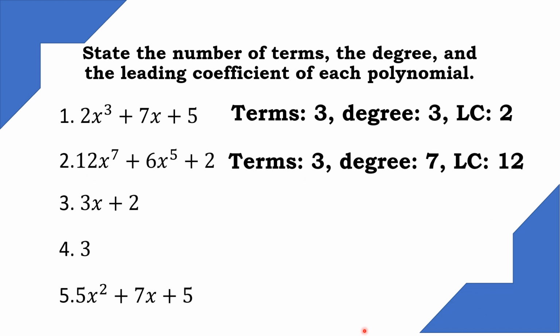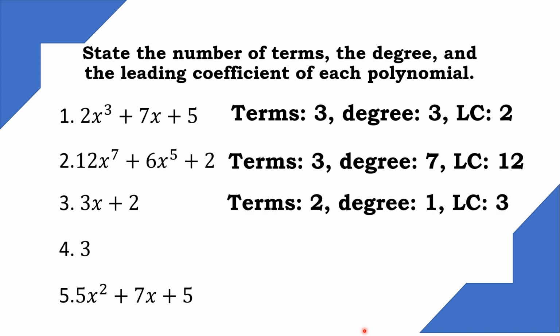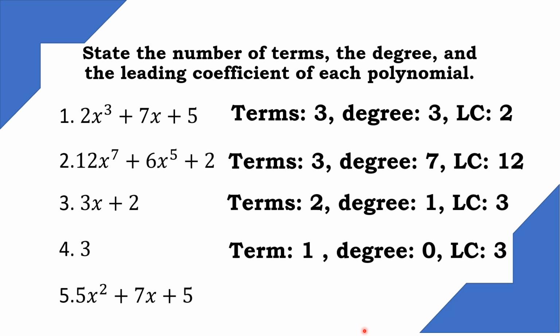For number 3, we have 3x plus 2. Number of terms is 2. The degree is 1. And the leading coefficient is 3. Number 4, we have 3. For the number of terms, we have 1 term. The degree is 0. So, a polynomial with a degree 0 is called a constant. And of course, the leading coefficient here is positive 3.